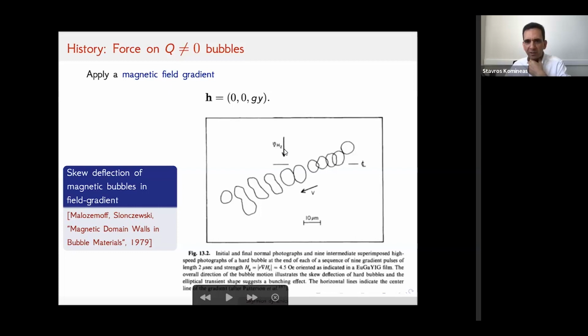And they noticed that the bubbles do not move as you expect along the direction of the force of the field gradient. But they are deflected almost perpendicular to it. That's the velocity of the bubble. There is a book summarizing those results at the time. So it's something that has been discussed, at least experimentally, and probably also empirically to some extent.